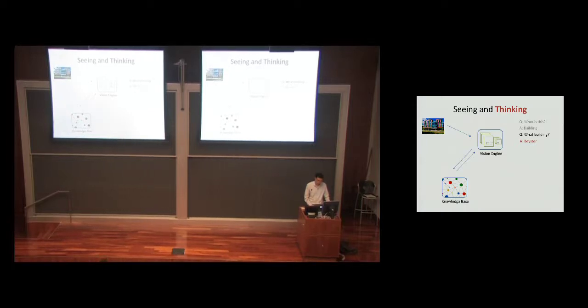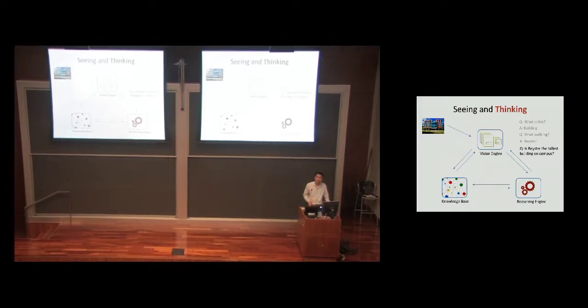But even with the knowledge base, it might not be sufficient, because I can follow up with yet another question. Is Baxter the tallest building on campus? Now, to answer this question, you actually need some thinking. You need to think about, OK, what are the buildings on campus, and what's their relative height? So you need a reasoning engine in conjunction with a vision module and a knowledge base.